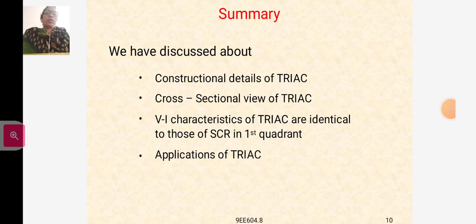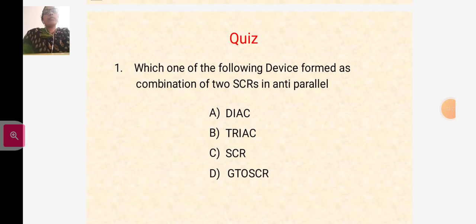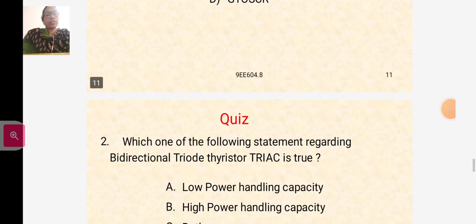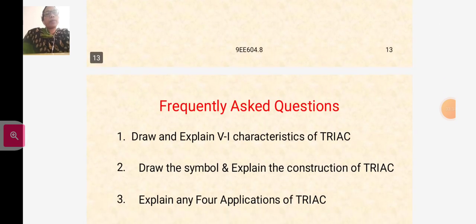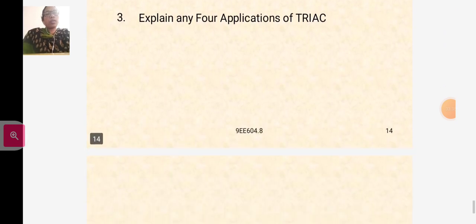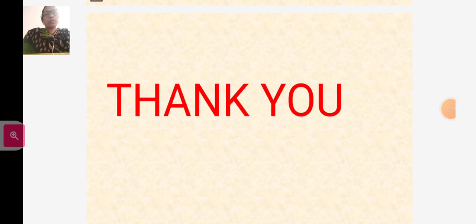In this class, we discussed the constructional details of the triac, the cross-sectional view of the triac, and the VI characteristics of the triac, which are identical to those of SCRs in the first quadrant and third quadrant. We also discussed the applications of the triac. Here we have a few quiz questions and frequently asked questions. So today our topic is completed.